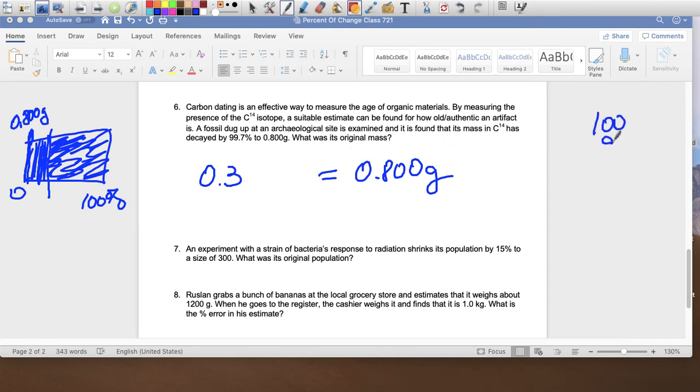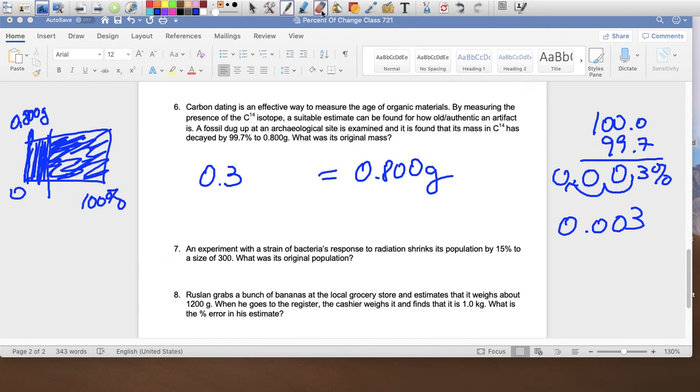So let me do it this way. 100% minus 99.7. I'll put just one decimal. So we're going to be left with 0.3%. All right, and then we're going to change it to a decimal: 0.003. That's a decimal. So 0.800 grams represents this much times x. We're going to divide both sides now by 0.003.